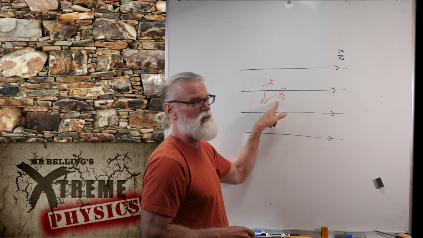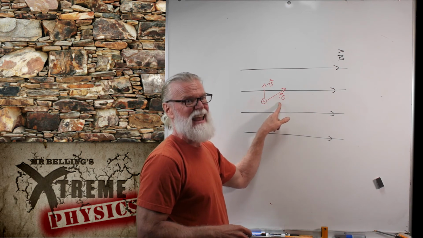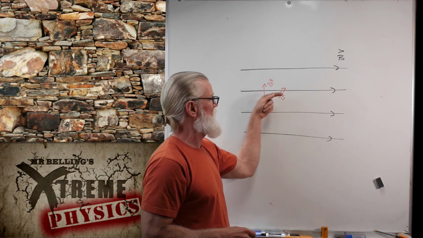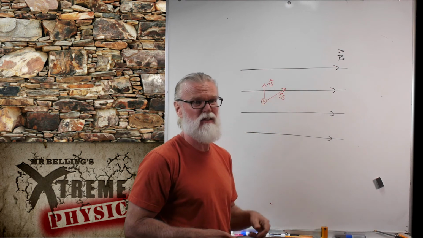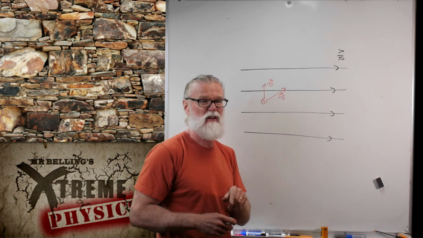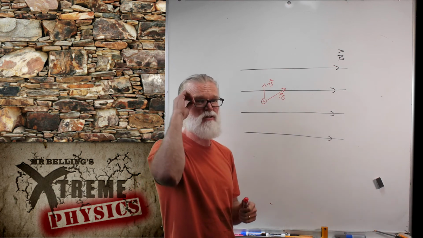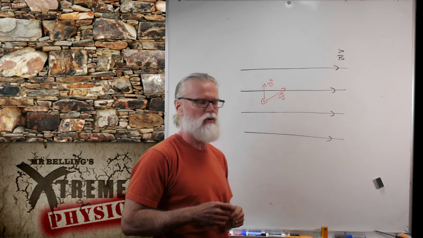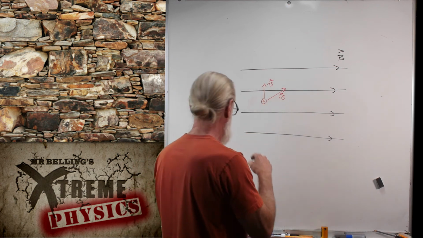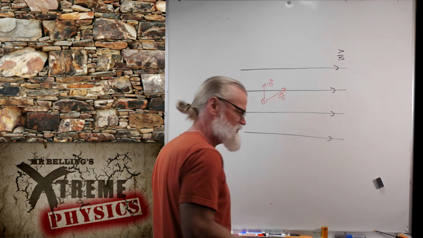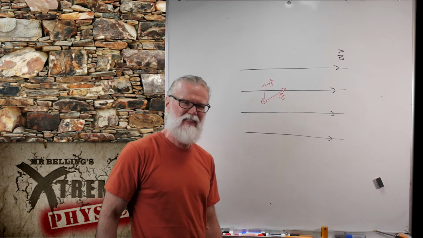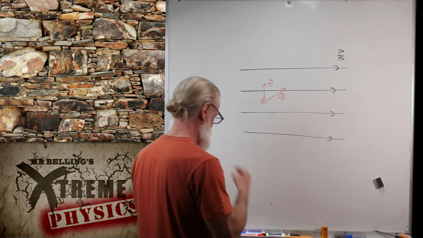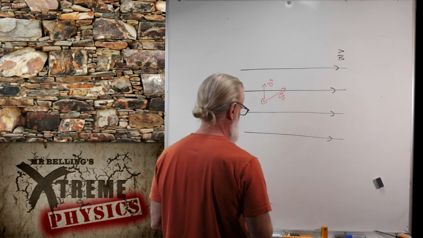A component of the velocity vector here is perpendicular to the field, but a component is also parallel to the field. The component that's parallel to the field does not contribute to the force. Only the component that is at right angles does. So we need to learn a new mathematical idea, and that's called the vector cross product. And this is how the vector cross product works.